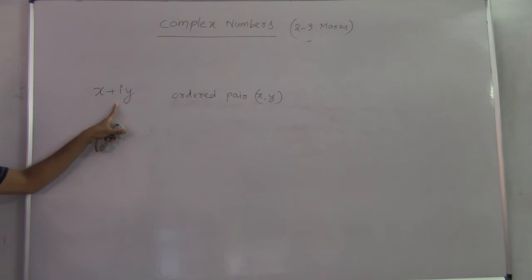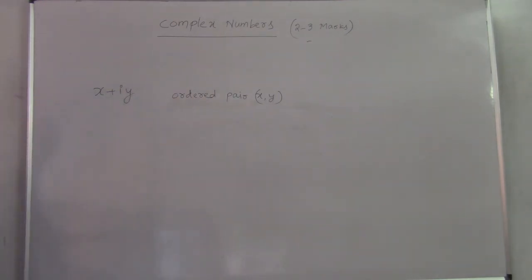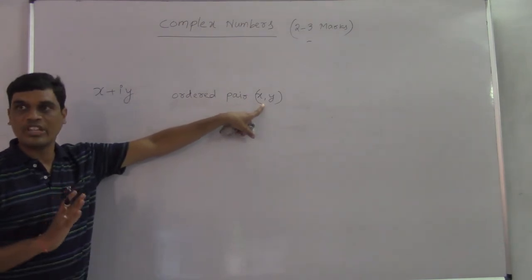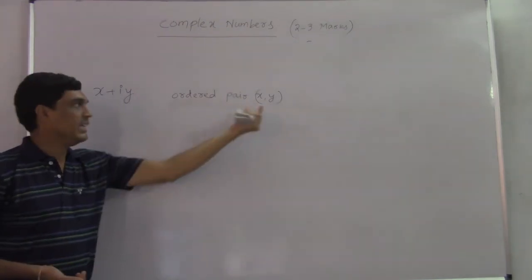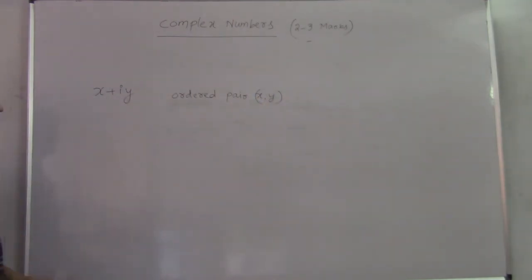X plus iy can also be represented as the ordered pair x comma y. From the ECET point of view, you have to remember this one. For diploma level, no need to go for this one. For any competitive exam, from now onwards you have to remember: if they use simply x comma y, that means x plus iy. That means C.